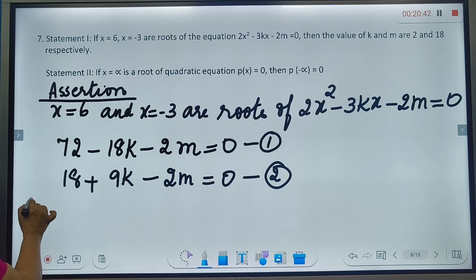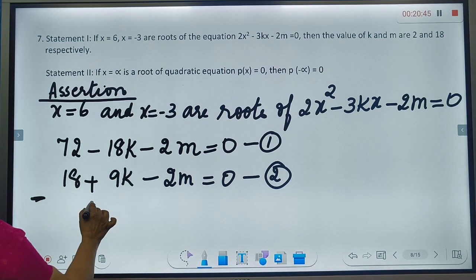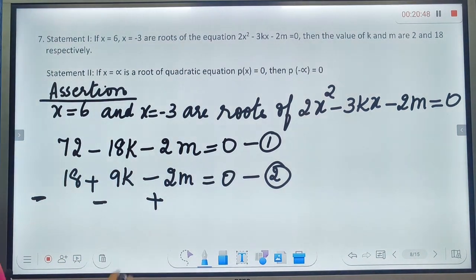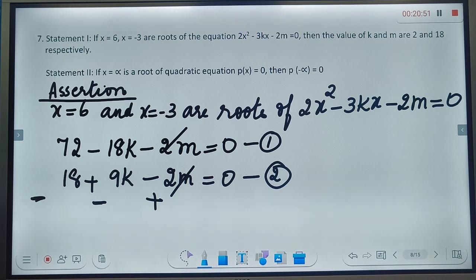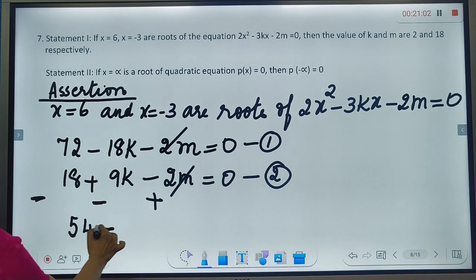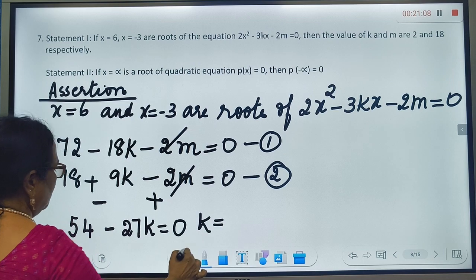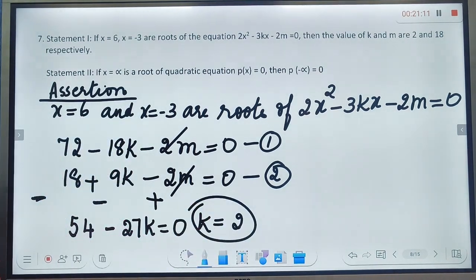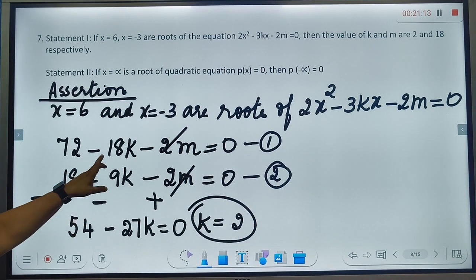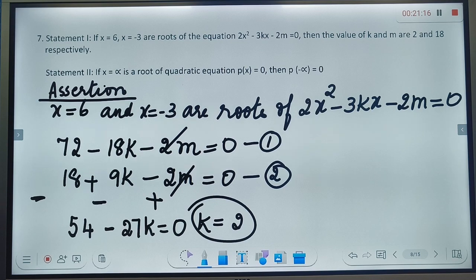Okay, let me subtract. Then what happens? M gets cancelled. So what will you get? 72 minus 18 is 54. Minus 18k minus 9k is minus 27k equal to 0. So 27k equal to 54, or k equal to 2.